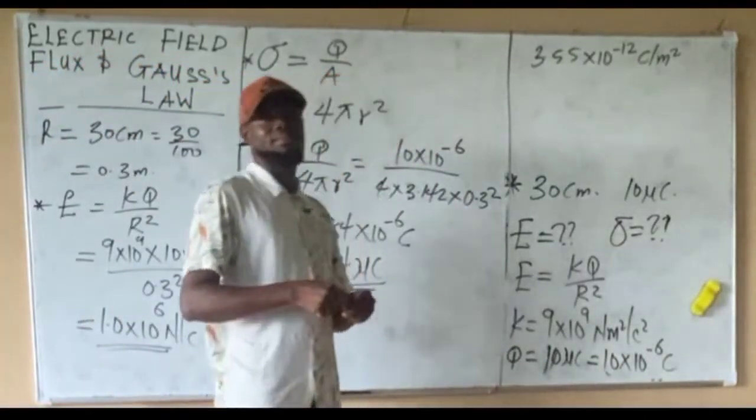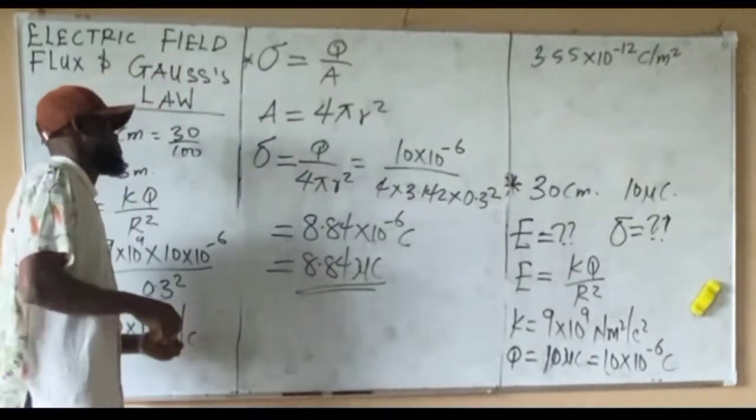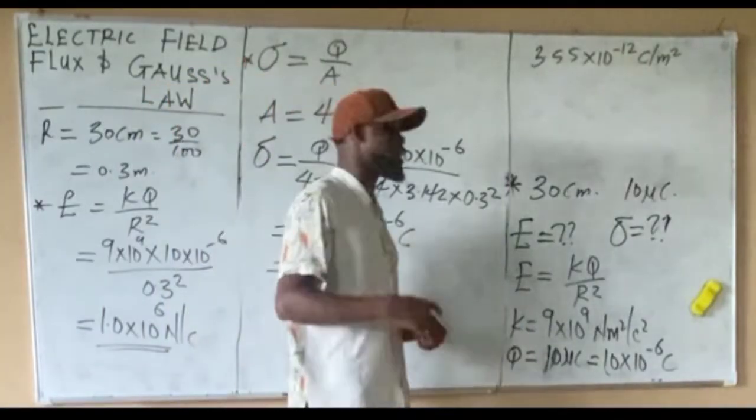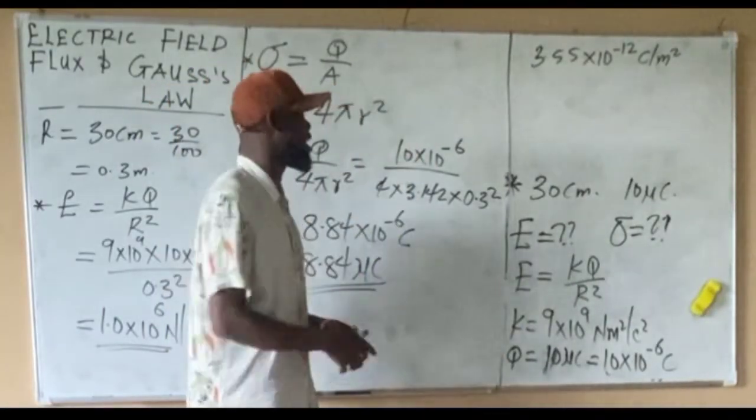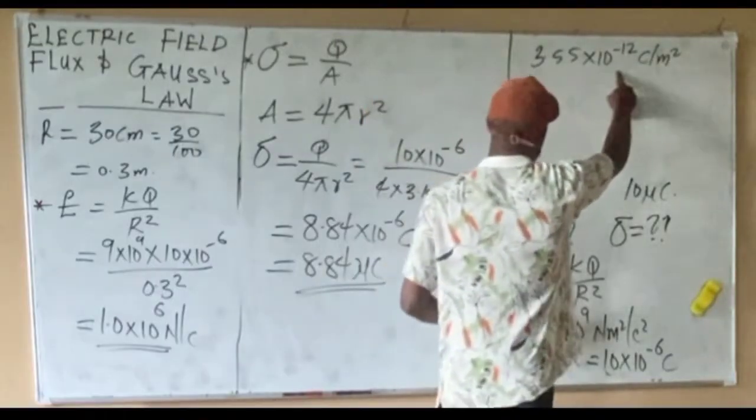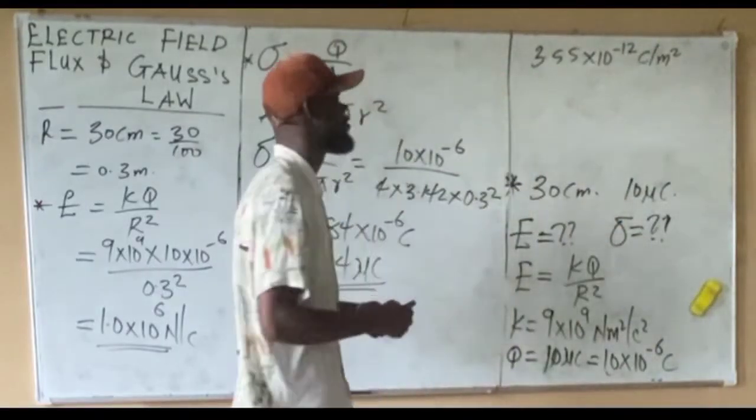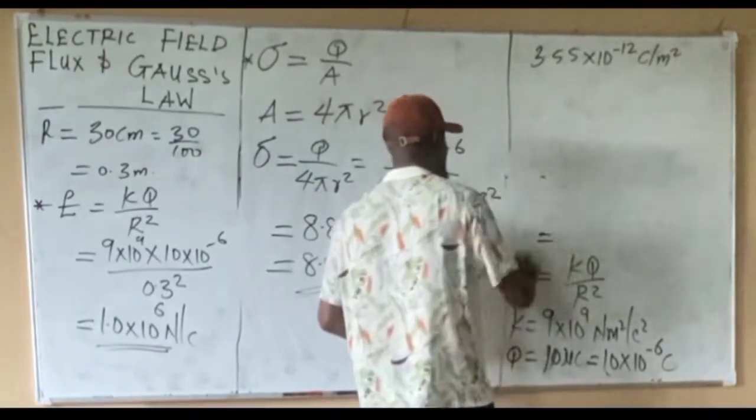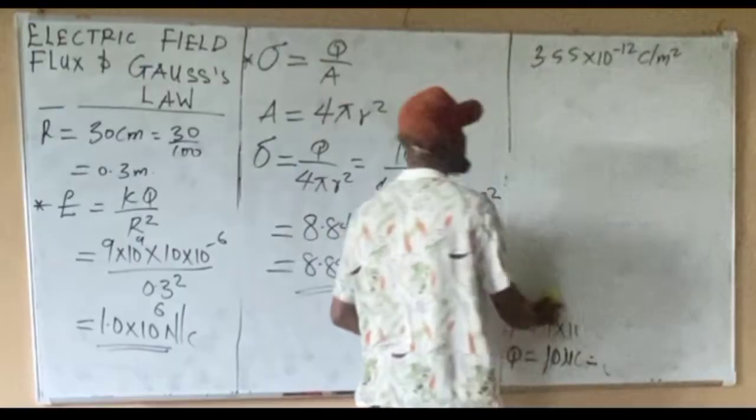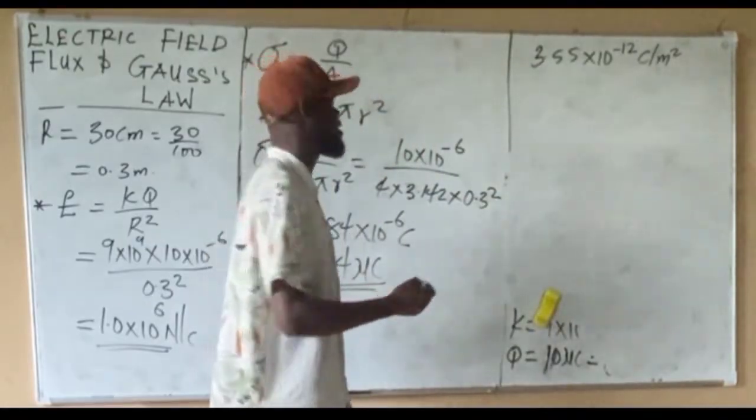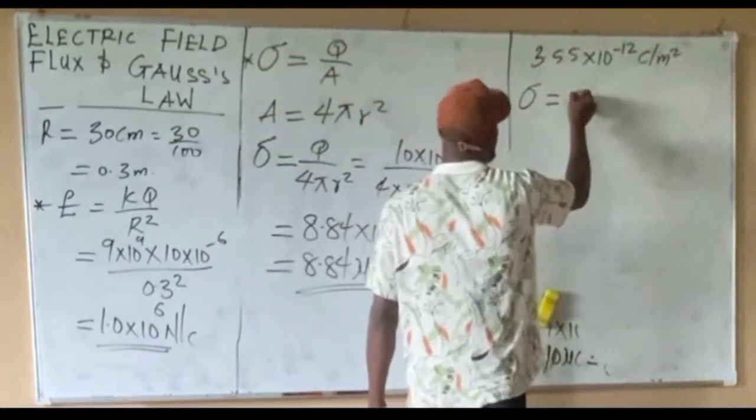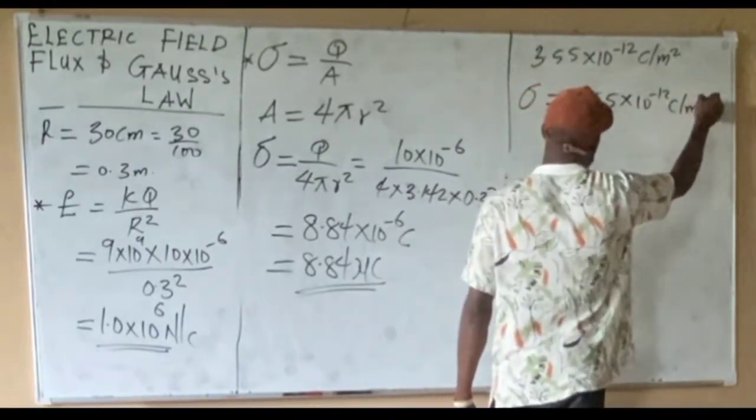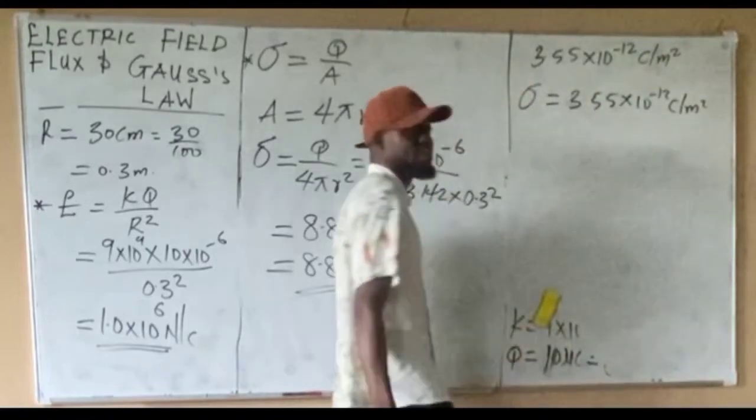Calculate the electric field at the front of an infinite sheet of charge holding a surface charge density of 3.55 times 10 to the power minus 12 coulomb per meter squared. Now, from our analysis, the quantity that has unit of coulomb per meter squared is called area charge density. So our area charge density is 3.55 times 10 to the power minus 12 coulomb per meter squared, because the unit is the unit of area charge density.